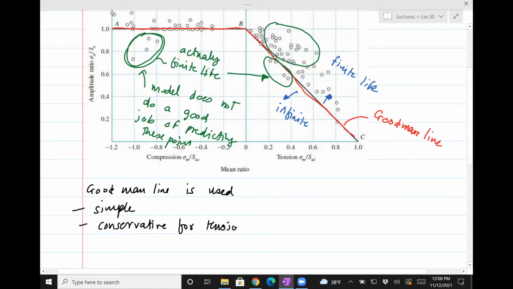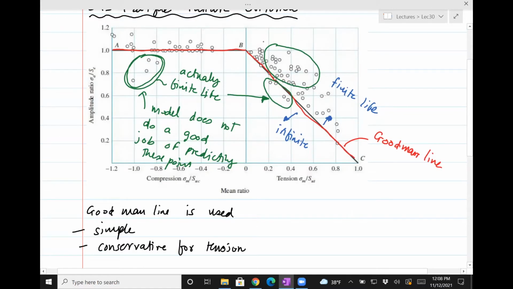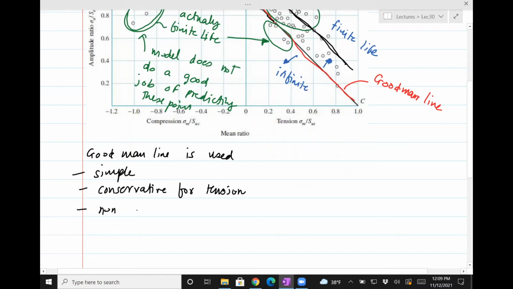What that means is that for these points, this line could have been drawn here, right? But then it's drawn on the left side, which means that it sort of predicts that all these points above the line are going to have finite life. And so that basically leads to a conservation in terms of design. It is unfortunately non-conservative for compression.